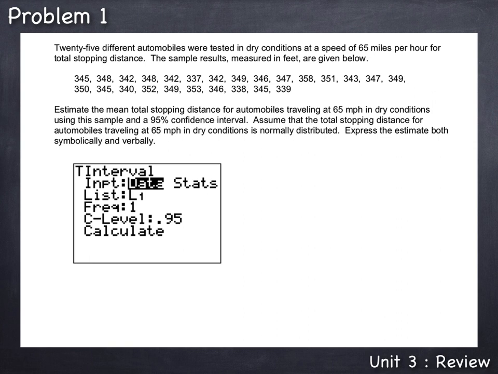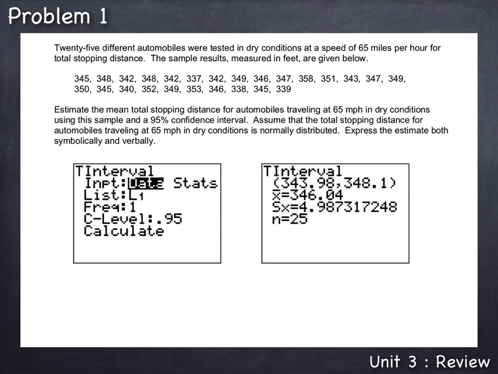Down arrow to the blinking cursor next to C-level. That's short for confidence level. And again, we're using the customary 95%. But in a calculator, we enter 95% as the decimal 0.95. Then we arrow the cursor down to calculate. With it blinking on calculate, we press Enter, and the calculator calculates our confidence interval.